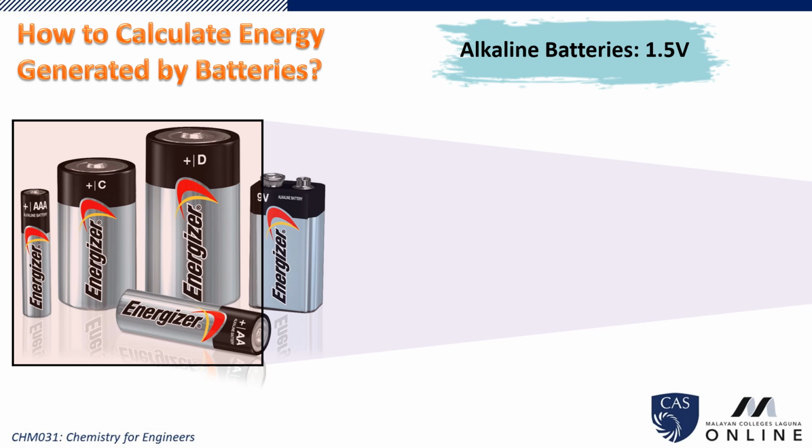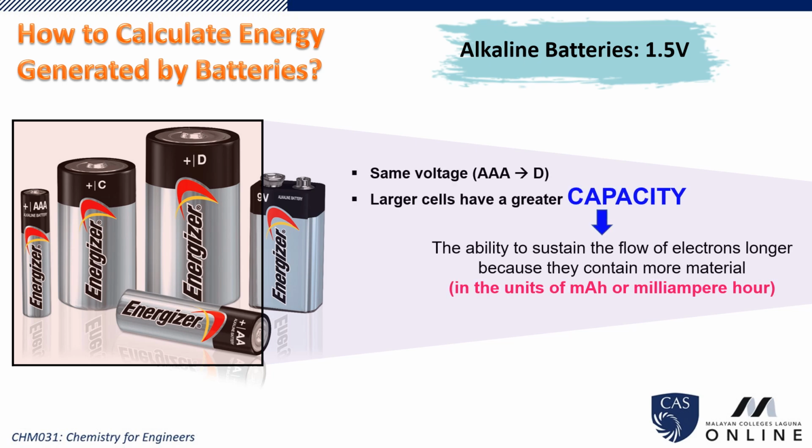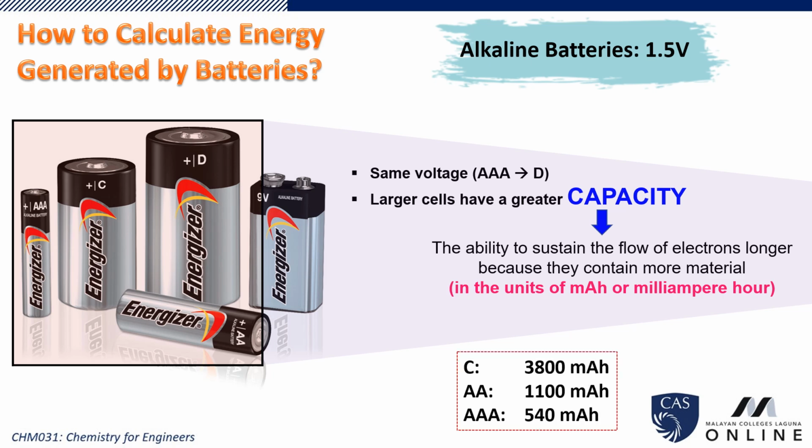These batteries typically have a voltage of 1.5 volts regardless of the size, from the AAA batteries to the D cells. However, while voltage is the same, their capacity differs. Capacity refers to how long the battery can supply the current. For example, the AAA has about 540 milliampere hours, the AA has about 1,100 milliampere hours, and the Type C cell has about 3,800 milliampere hours. So larger batteries can last longer because they contain more reactive material.